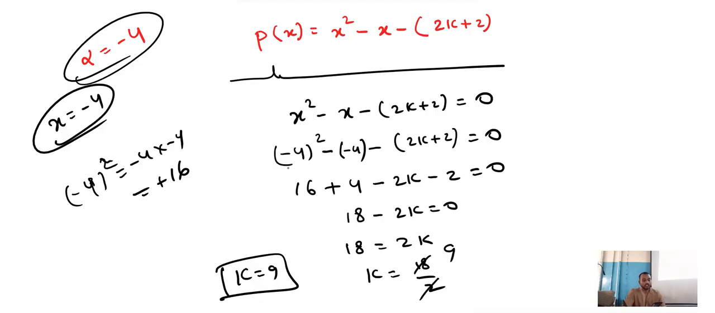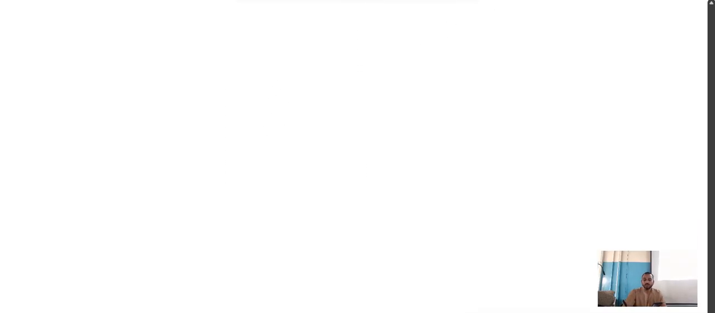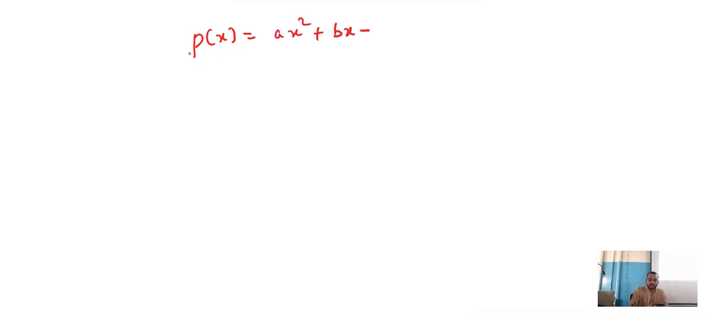Make a note. The sum and product of the zeros of a quadratic polynomial P of x equals ax square plus bx plus c are minus 3 and plus 2 respectively. Show that b plus c is equals to 5a.